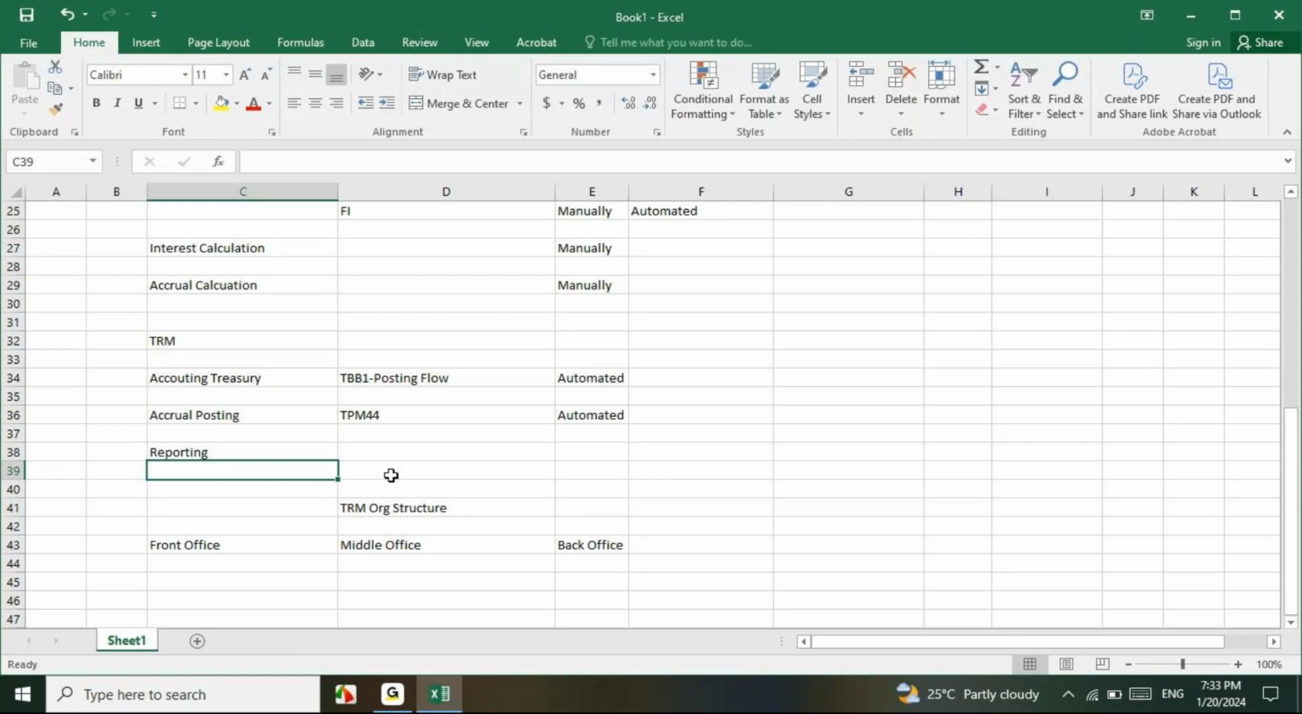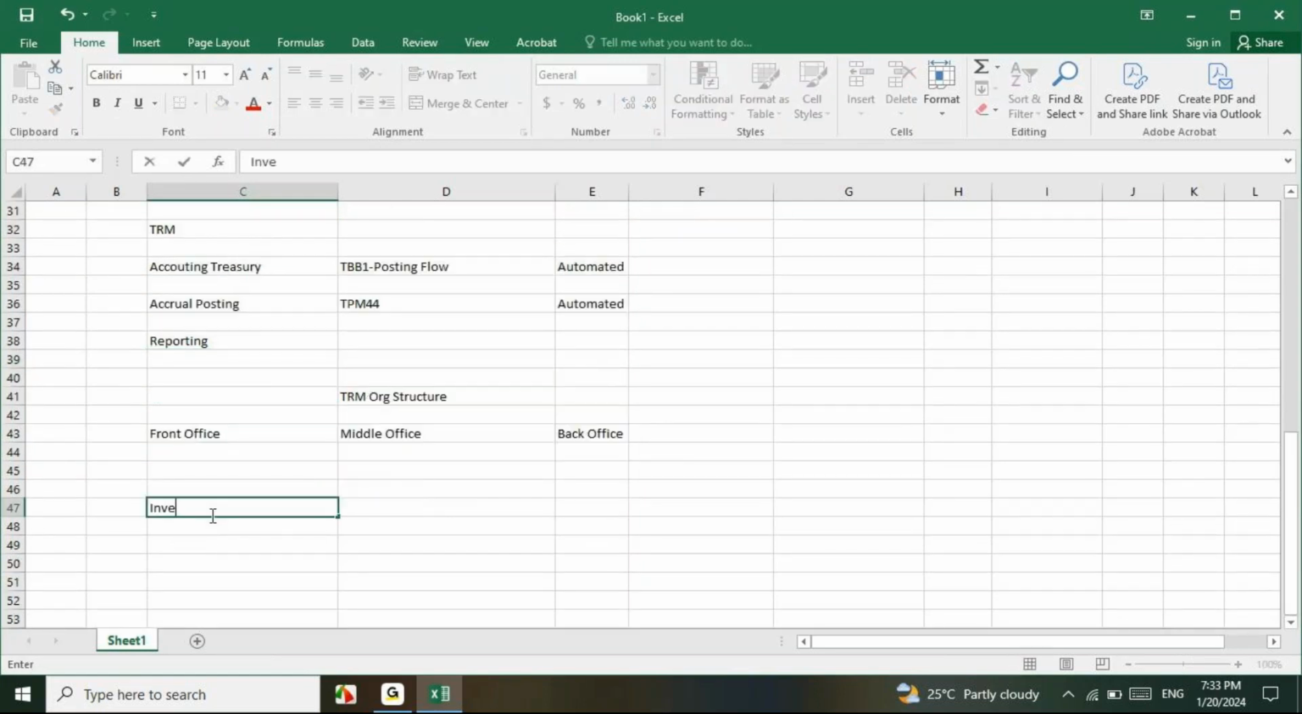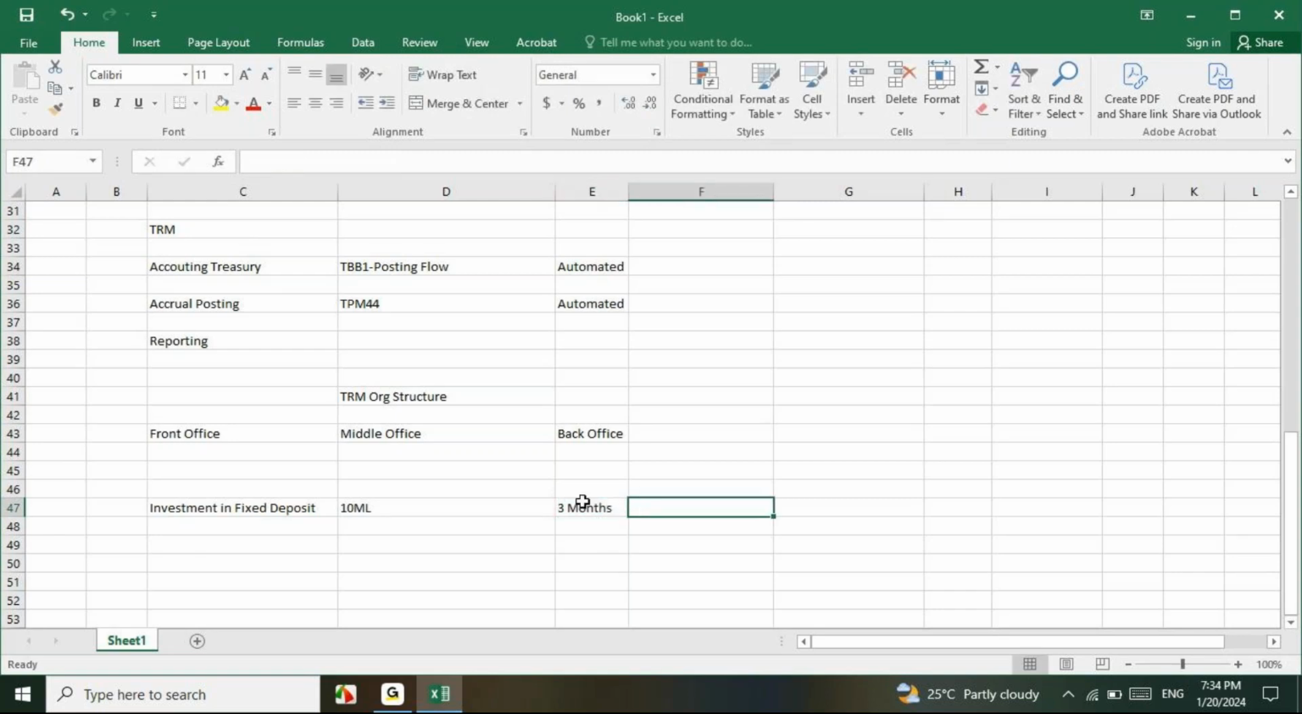Example I'll give you. Let's say you have done an investment today, 10 million, in a fixed deposit. The duration of the investment is, let's say, 3 months. Based on that, let's say the bank has given you the best rate, the rate of interest being 4.5. Now, because of any reason, you have to withdraw some money, let's say 5 million.